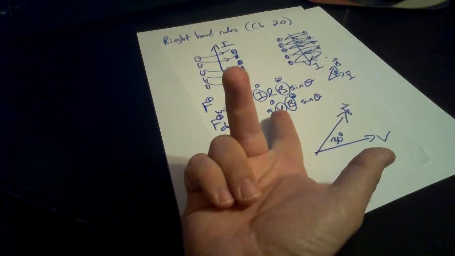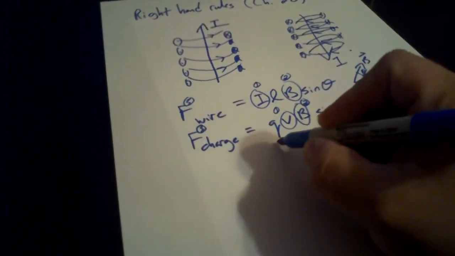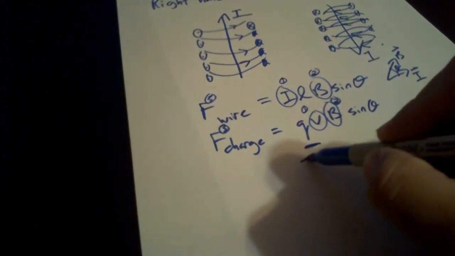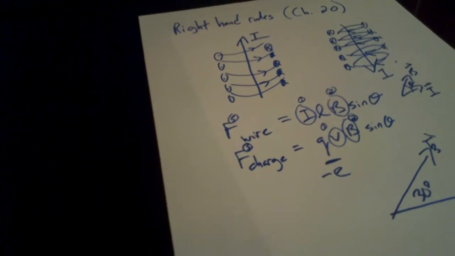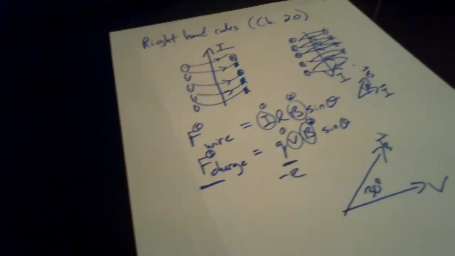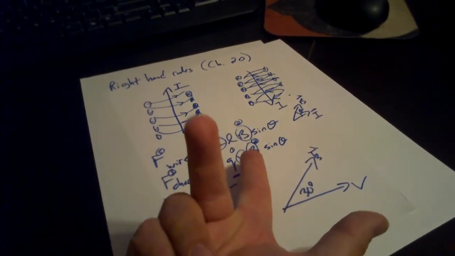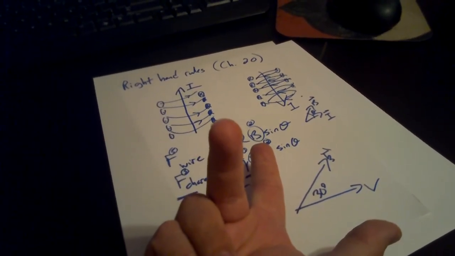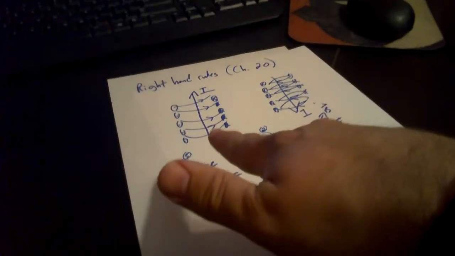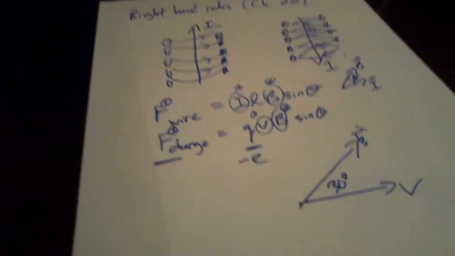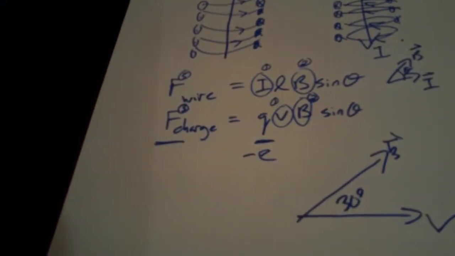Now note that if q in this equation is negative, like an electron, then the force will actually point in the opposite direction. So by our right-hand rule, the force will go up, but the negative sign will ultimately make it go down. All right, I hope that clarifies some rules of the right-hand rule.